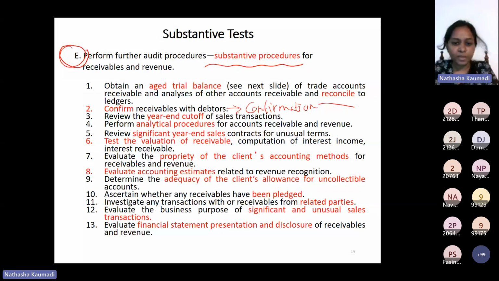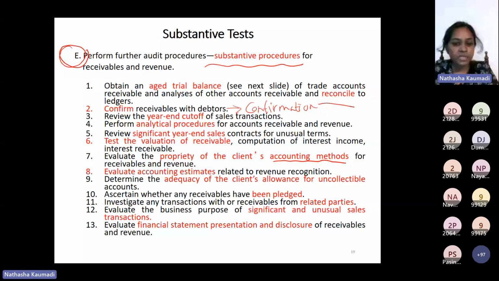Evaluate the propriety of the client's accounting method for receivables and revenue, whether those accounting methods are appropriate. You are checking those through inquiries. Evaluate accounting estimates related to revenue recognition. So you are evaluating all these allowances for doubtful debts and all these estimates.